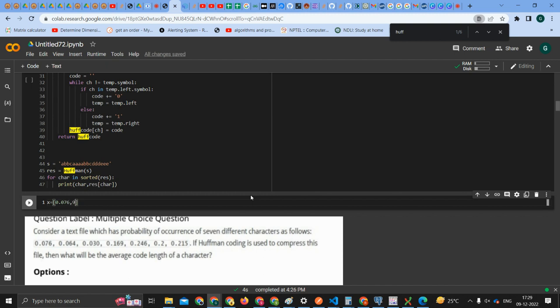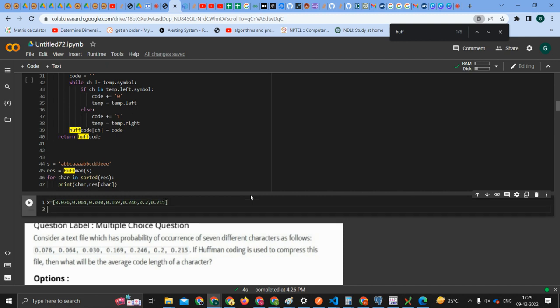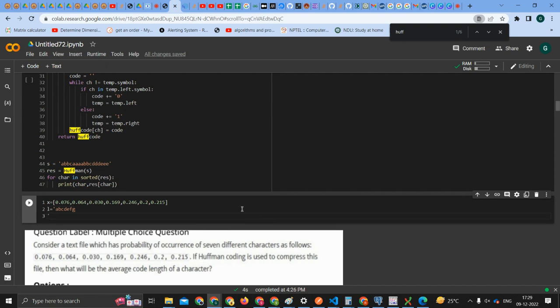0.076. Can you just read that? Question one, right, with the zero values: 0.064, 0.030, 0.169, 0.246, and then finally we have 0.215. That's all, right? So G, I think. Do we have till G? Yeah, great, till G.